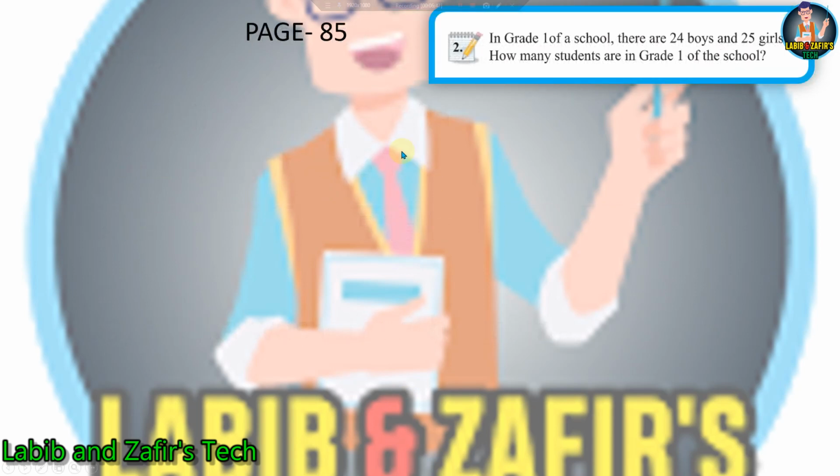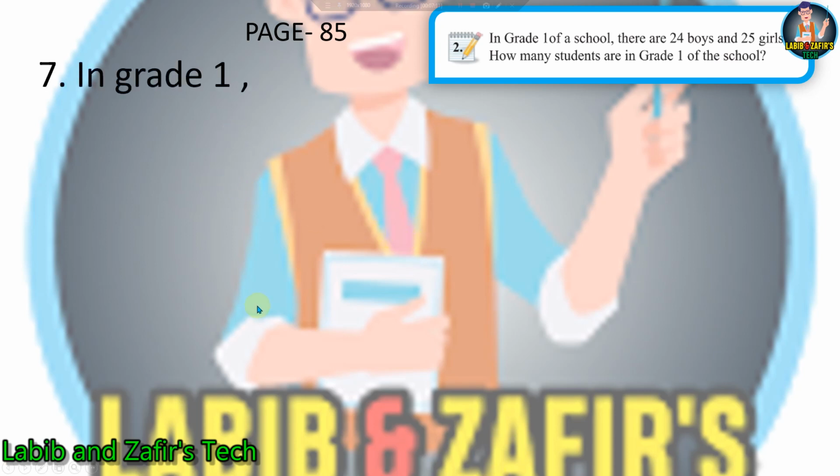So students, now we are on page 85, and this is the question here. In grade 1 of a school, there are 24 boys and 25 girls. How many students are in grade 1 of the school? So students, we can see here that there are 24 boys and 25 girls in a grade 1 class of the school, and we have to calculate the number of students in that class. So here is the solution.